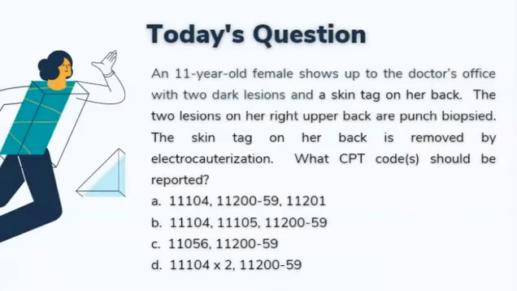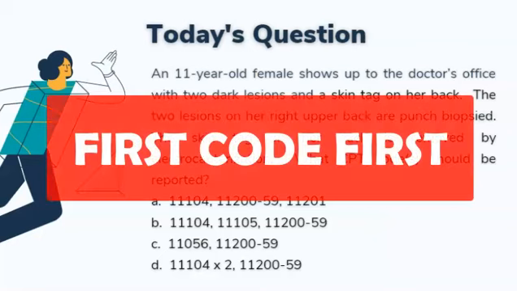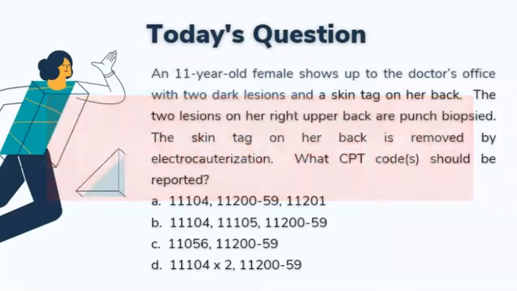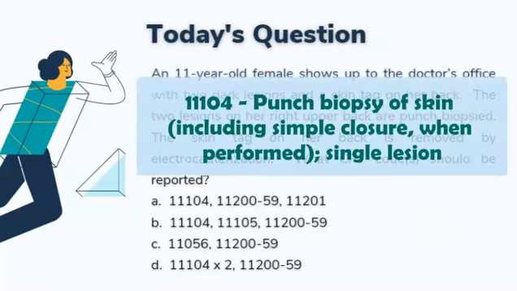Take a look at the available letter choices. Remind yourself that the first code is the most important code, and is the best place to start working towards the correct answer. Remember this tip. First code first. From among the choices, we see that the primary procedure, the first code, is a choice between 11104 and 11056. In the CPT manual, 11104 is described as punch biopsy of skin for a single lesion.